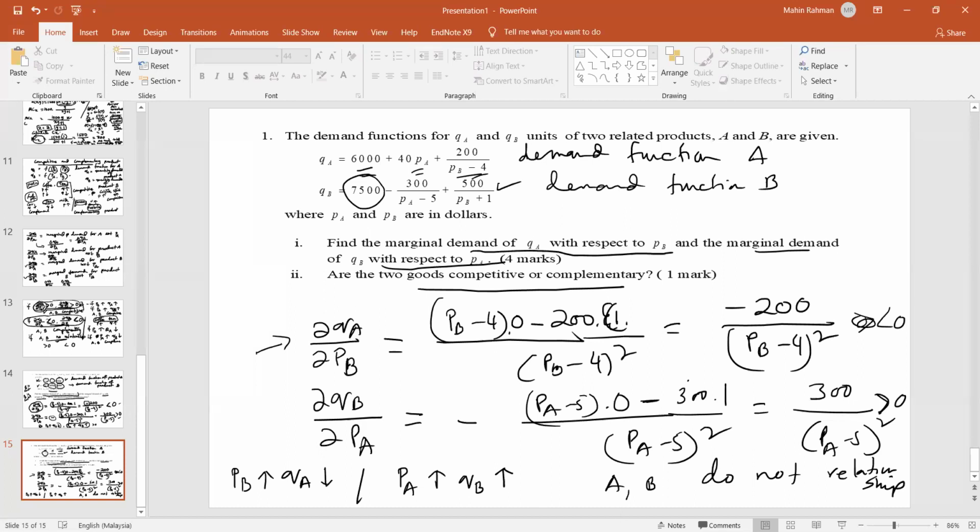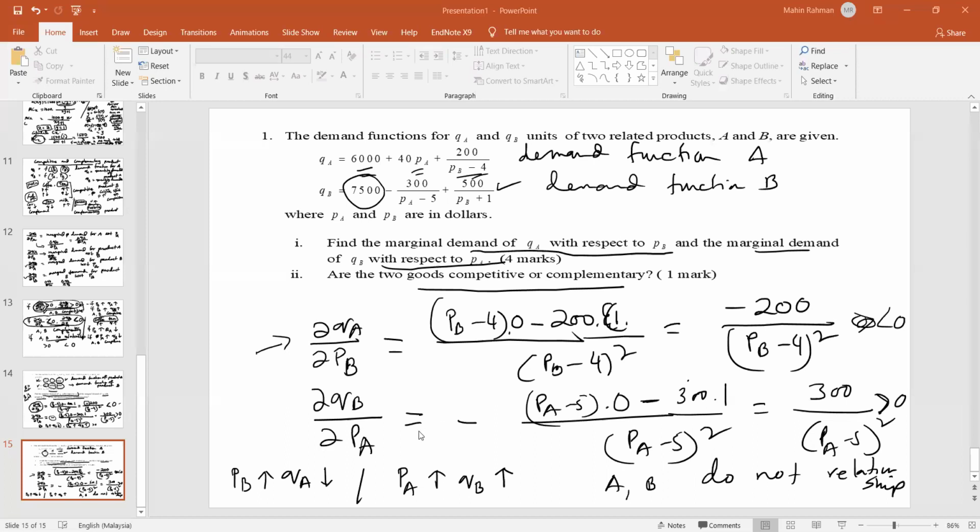Before I leave, is there any question you want to ask me? Madam, how do we know whether it is more than 0 or less than 0? Because it is showing negative sign and positive sign from there. Oh, okay. Madam, for delta, we have to differentiate. Yes, delta. Madam, can you explain delta QA over delta PB?